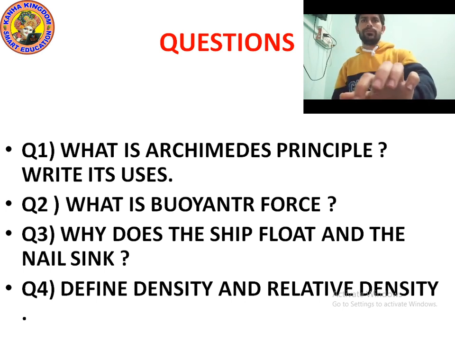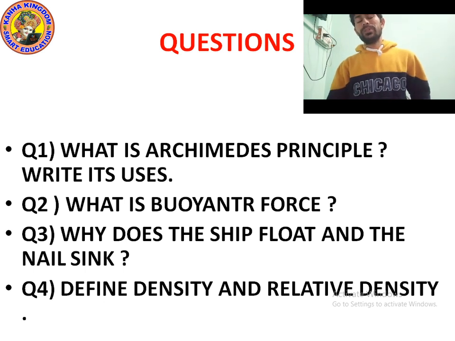Question number 3: why does the ship float and the nail sink? The ship floats because the density of the ship is less than the density of the fluid, and the nail sinks because the density of the nail is more than the density of the fluid.